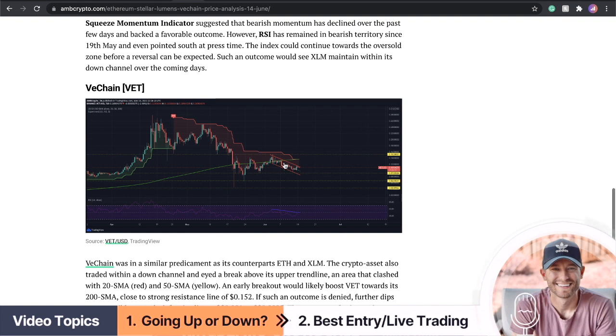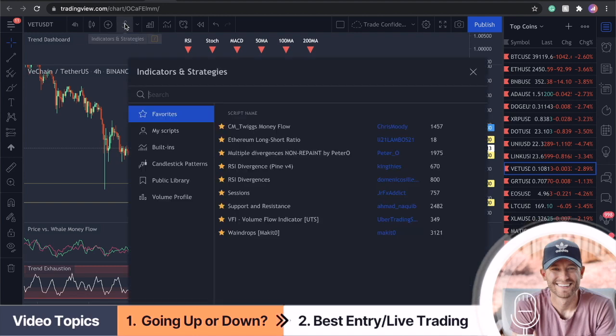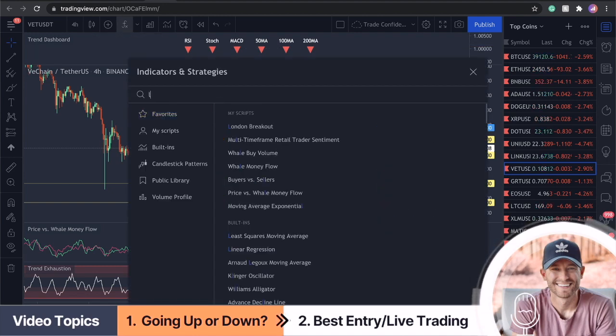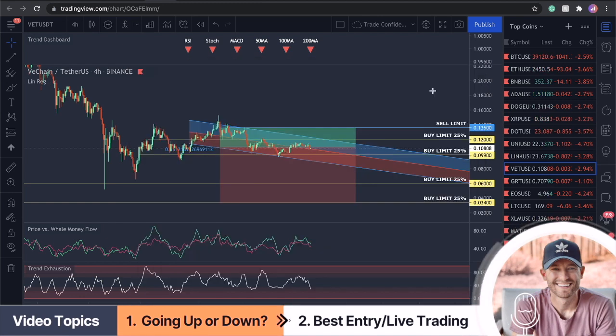So this is basically a linear regression downward channel. This is what we're all looking at, this is what we need to pay attention to. Let me get on the chart and show you guys how to put this on automatically. If you go to the indicators up here, this is a built-in indicator. If you type LIN, it's going to automatically pop up, linear regression. Click this once. You don't have to do any formatting, and it will automatically show you the descending channel that we're in.